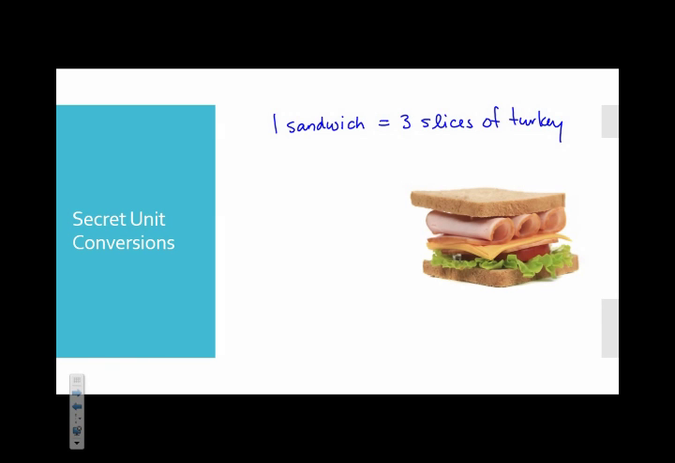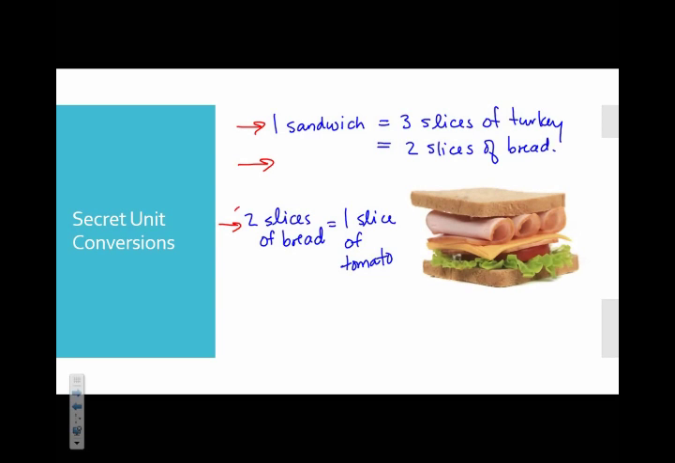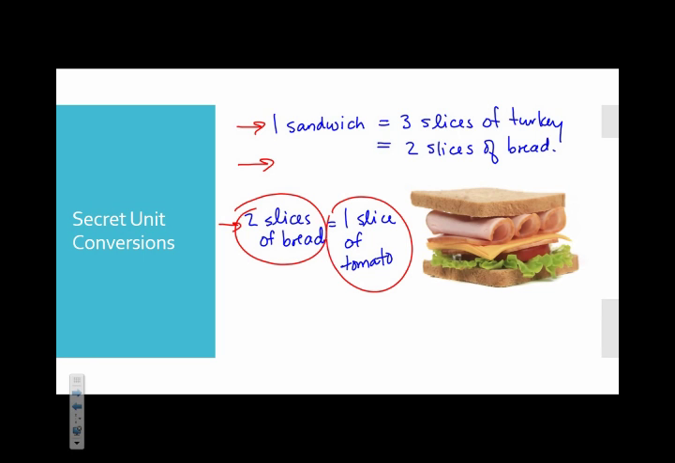Or I could also say that the one sandwich was equal to 2 slices of bread. I could also say that 2 slices of bread, in reference to this particular sandwich, was equal to 1 slice of tomato. Okay, I won't talk this sandwich to death. But each of these relationships is a unit conversion that allows us to convert from one part to another part.